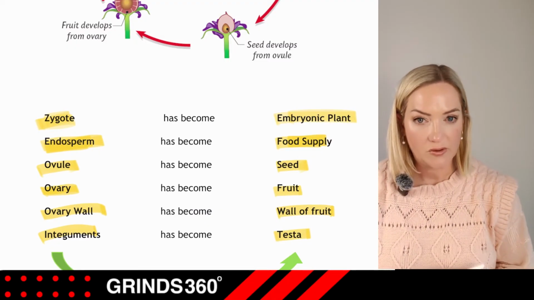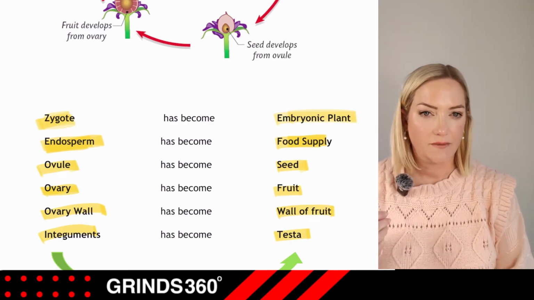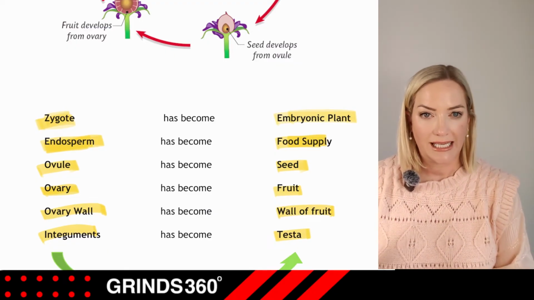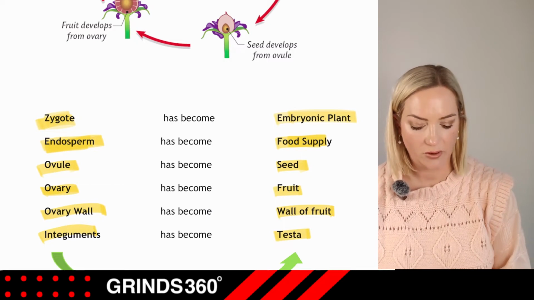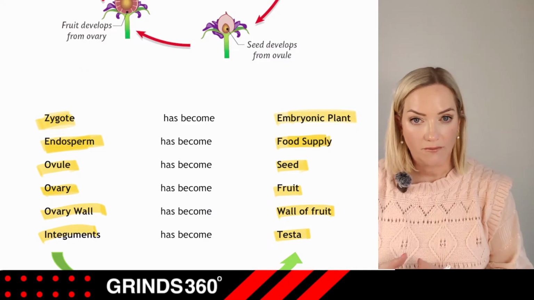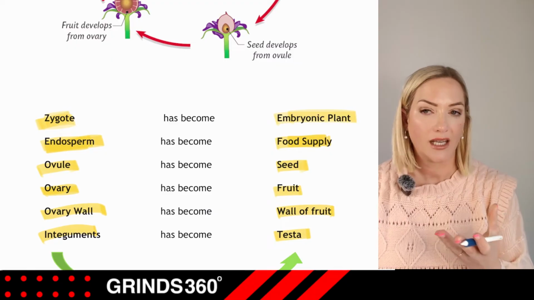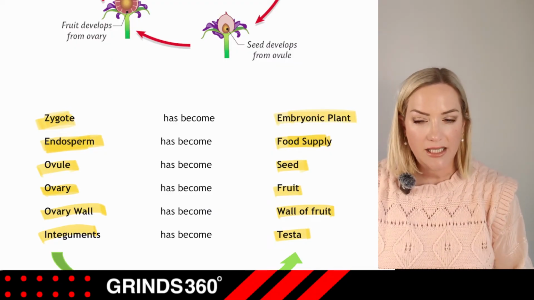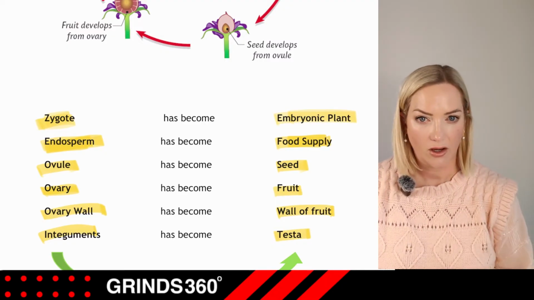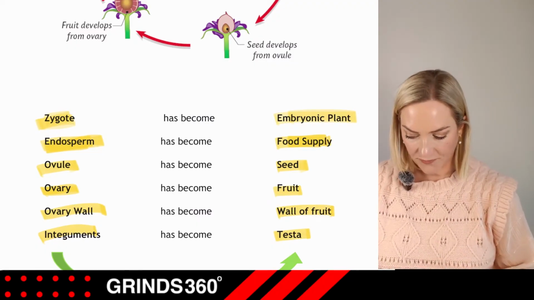So you should know that your zygote will become the plant, the future root and the shoot. That's your developing embryo. Where does that get food from? It gets it from the triploid endosperm. So after fertilization, the triploid endosperm will become the food supply. The ovule will become the seed. Think of the seed like a seed on strawberries. Your ovary will become the fruit, the strawberry, they're red. And then your ovary wall becomes the wall of the fruit, and your integuments will become the testa.